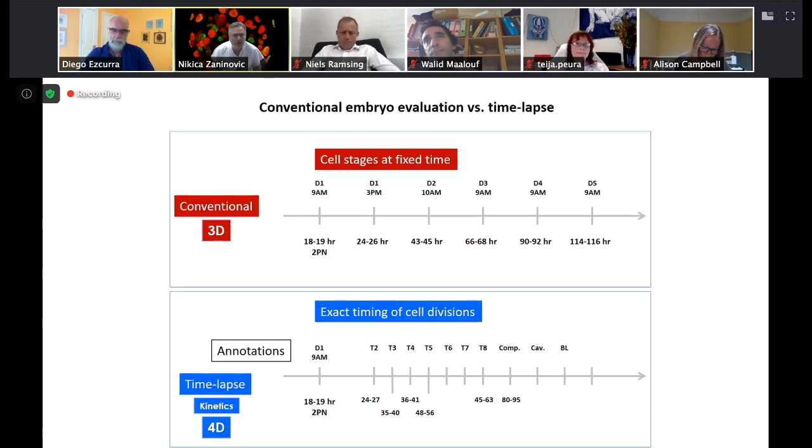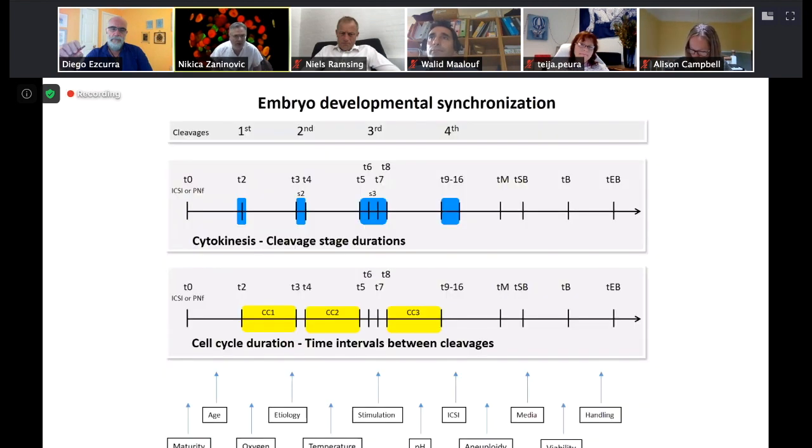So what's crucial? If we don't have time-lapse, in the conventional way we look at the embryos at fixed times. Looking at embryos at fixed times only tells you a snapshot of that embryo at that particular time. It doesn't really tell you when and how this embryo really divides, and at what time the embryo will be 2-cell, 4-cell, or 8-cell. So we are moving from a 3-dimensional to a 4-dimensional system because we are adding time to it.